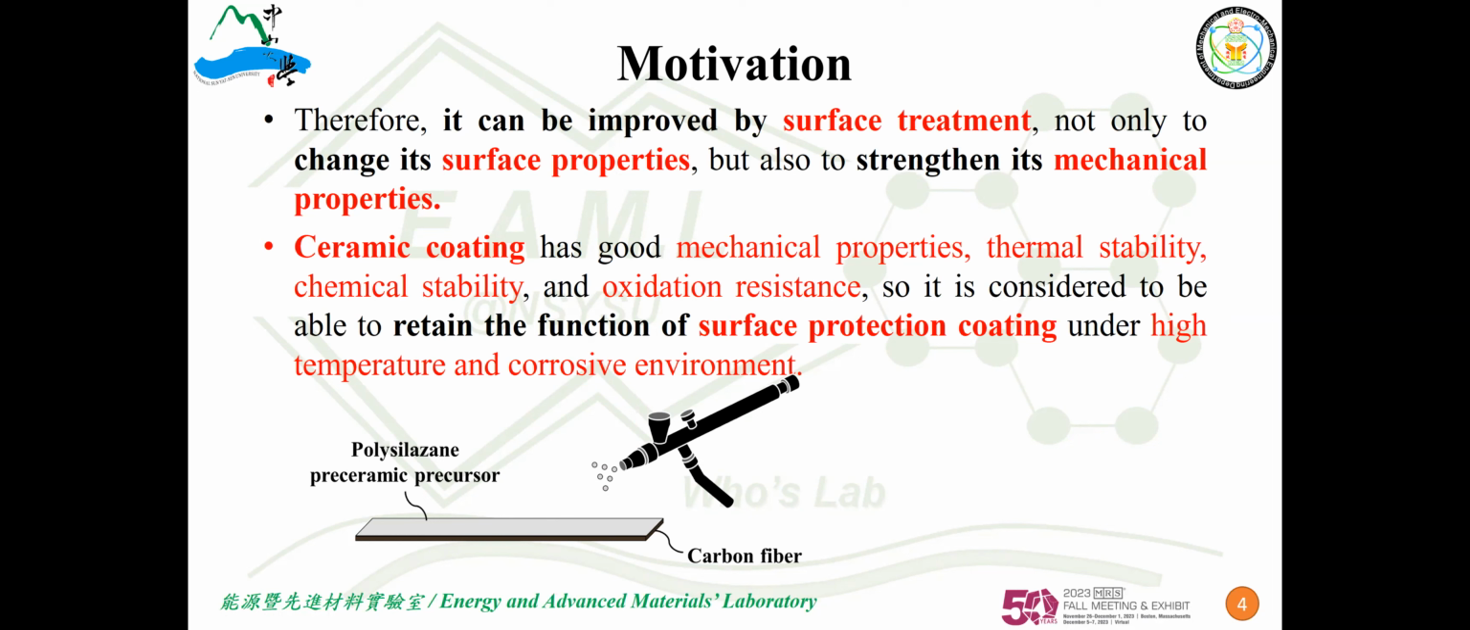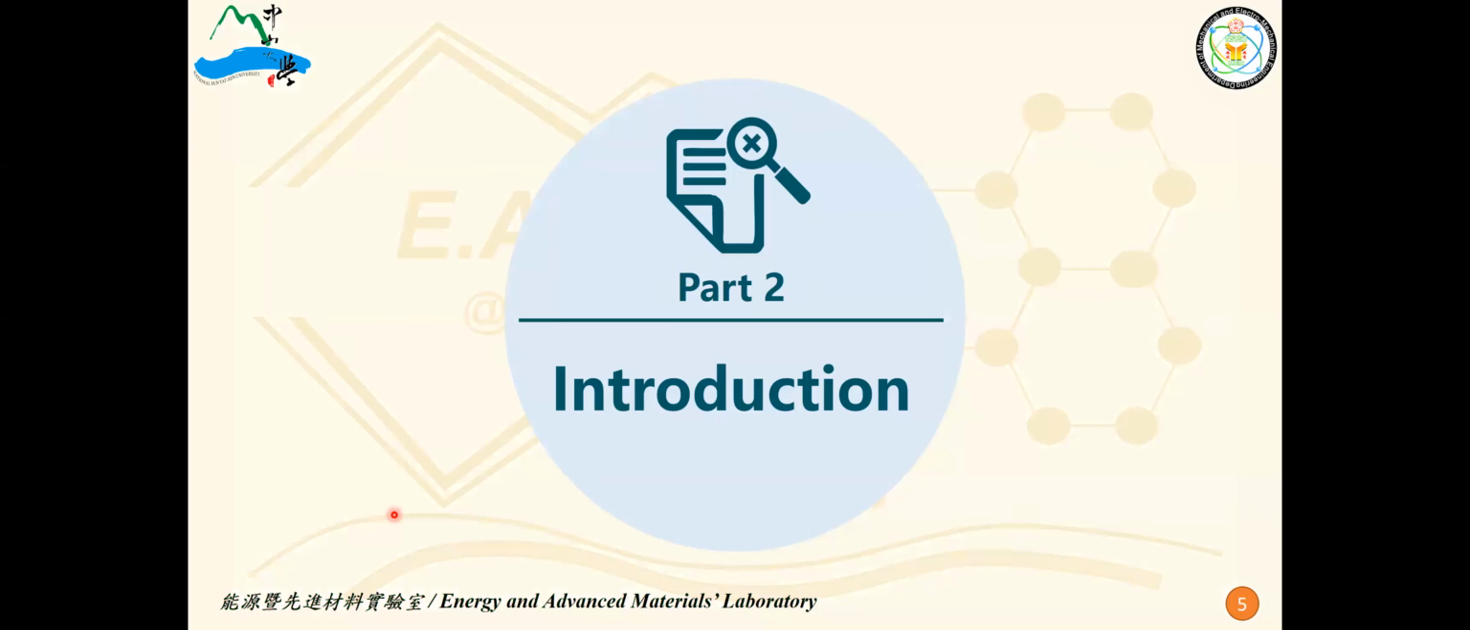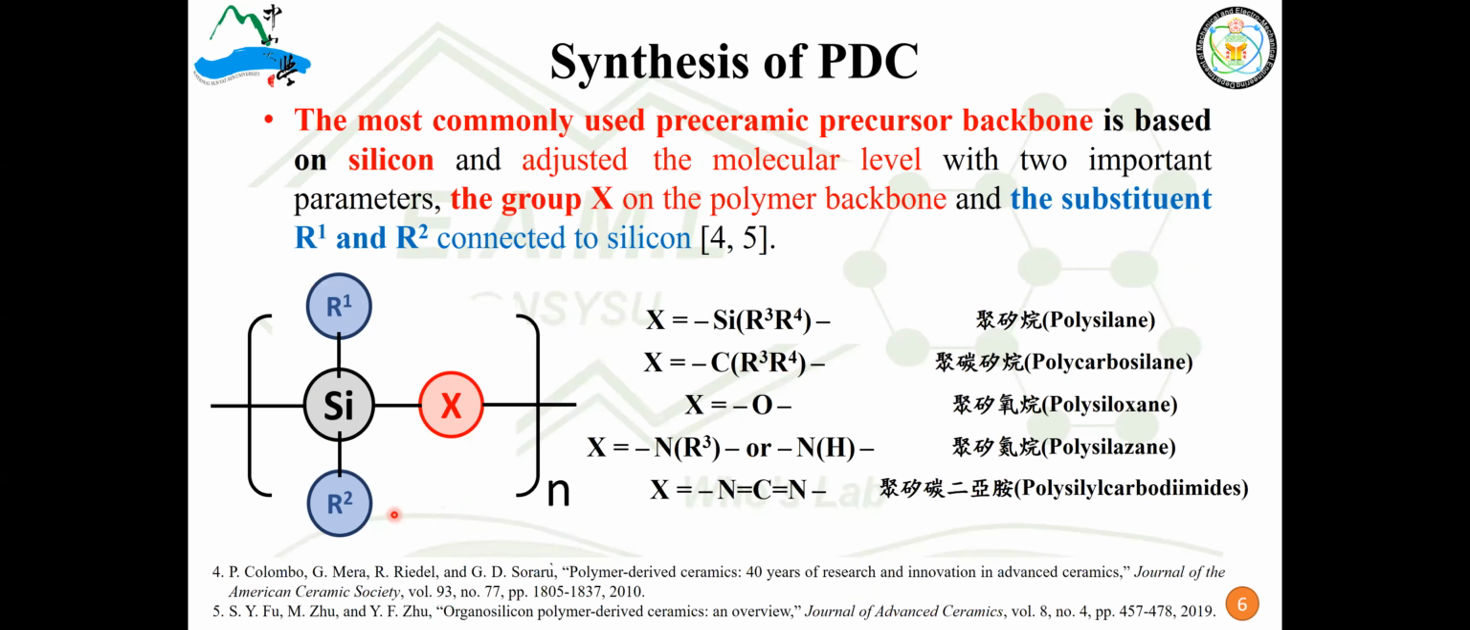Basically, we simply spray coat a liquid-based polysilazane pre-ceramic precursor on this commercial carbon fiber. That's just our basic process. Of course, this coating can provide corrosion resistance and strengthen the commercial fiber. So what are polymer derived ceramics?